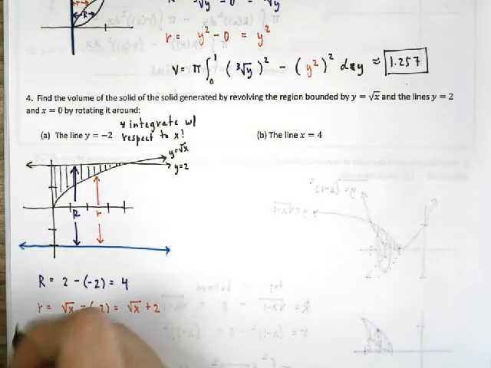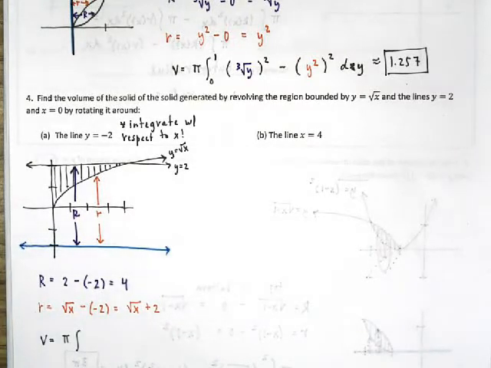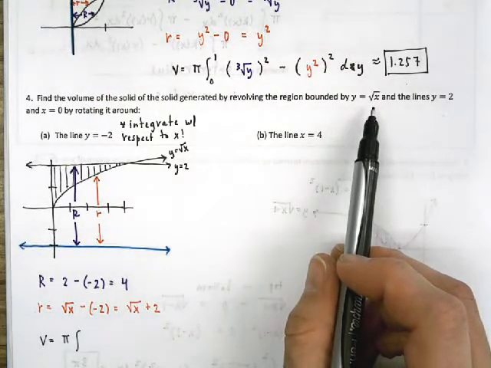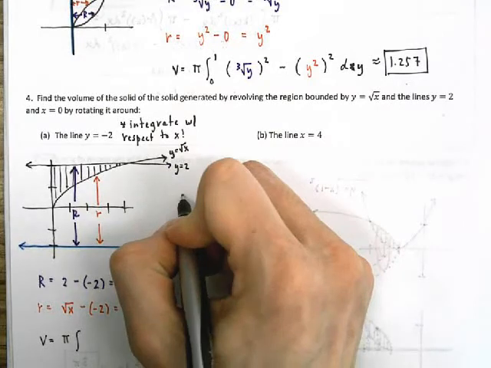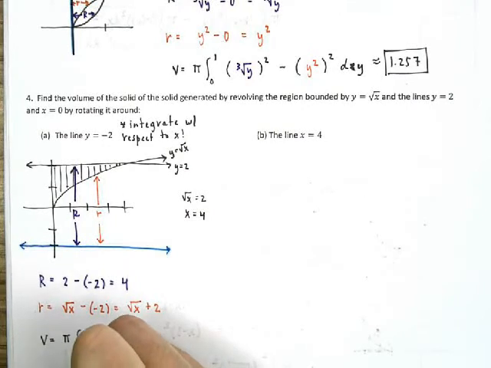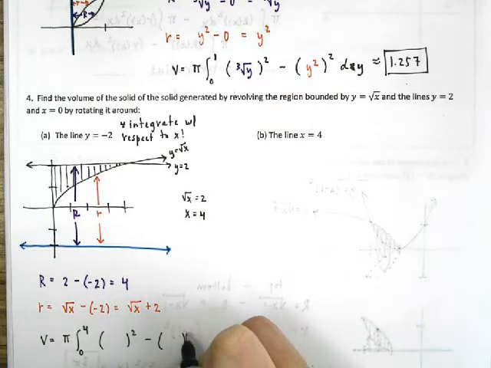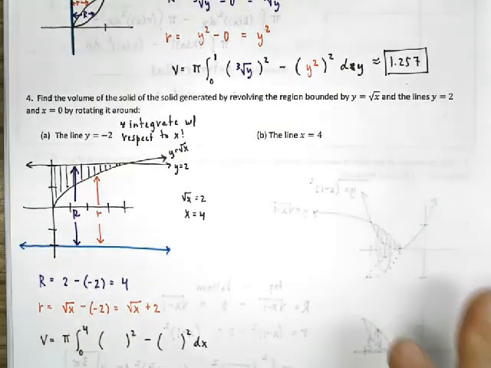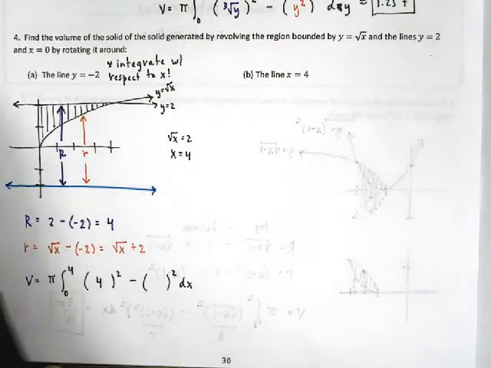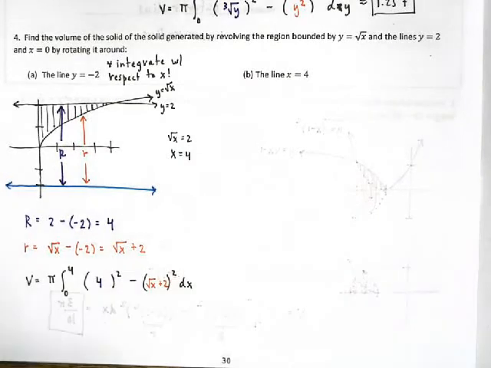So now to find the volume, again, we're going to go to our integration here. It's pi times the integral. Well, let's see. I need to find out where the square root of x is equal to 2 to find that intersection. So if I square it, I know x is equal to 4. So I'm integrating from 0 to 4. And again, I'm going to have my big R squared minus my little r squared, and I'm integrating with respect to x. So the big R we said was 4. My little r, I didn't leave quite enough room, is the square root of x plus 2.